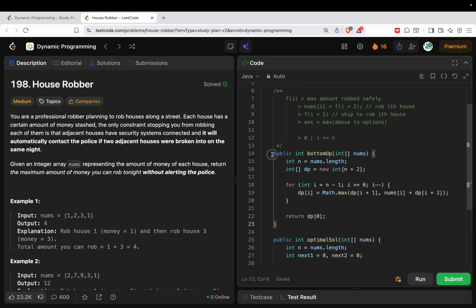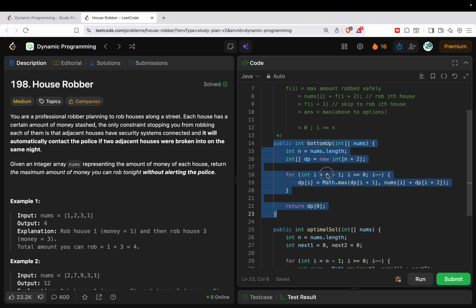If you analyze the time complexity of this approach, it will be big O of n, and space complexity is also big O of n because we are using a DP array of size n plus 2. This can be further optimized in terms of space complexity, because at any given state for any given I, it is only depending upon I plus 1 and I plus 2.